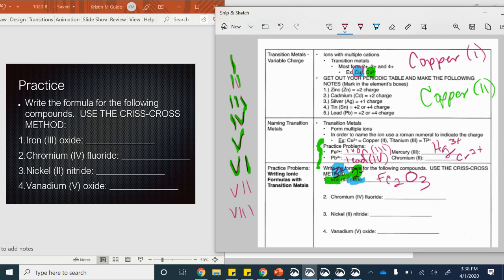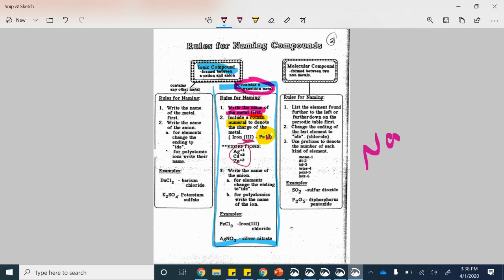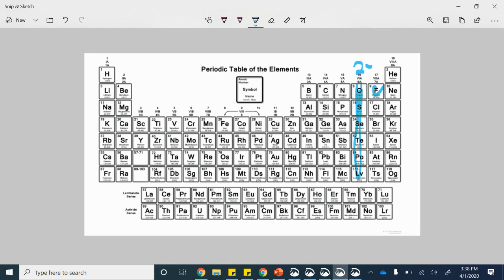Alrighty, so we have chromium. Remember that since the line is in front of the V, that means it's 4. So chromium has a charge of 4+. Fluorine has a charge of 1-. You can go look at the periodic table. Fluorine's right here, so it's a 1- charge.